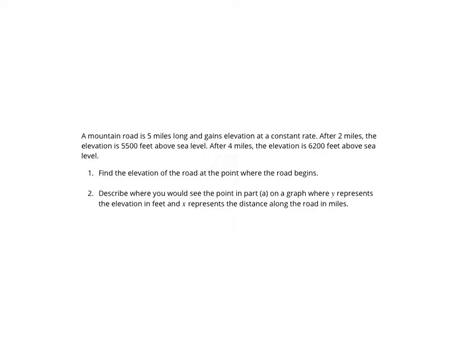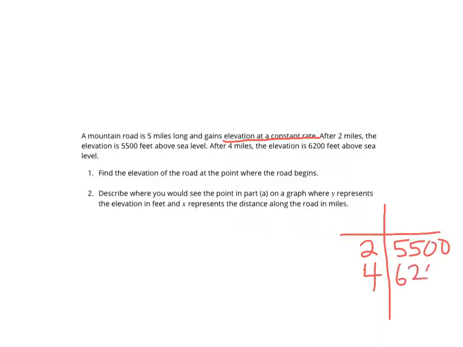So we know that the elevation increases at a constant rate. So that's going to be the slope of this relationship. And after 2 miles, I'm going to start by making a chart because those really help me to figure out. So after 2 miles, the elevation is 5,500 feet. And then after 4 miles, the elevation is 6,200 feet.